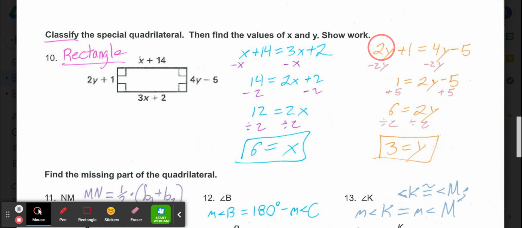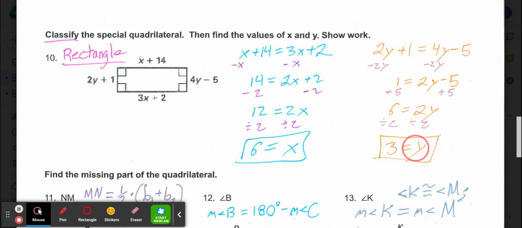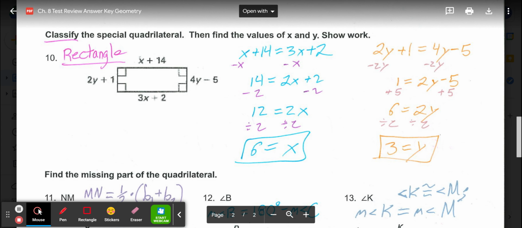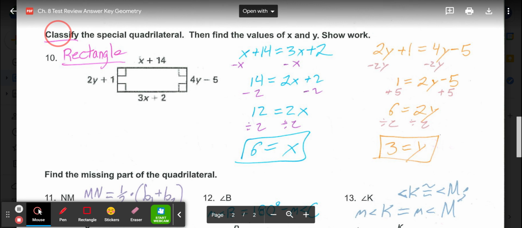12 equals 2x. Divide by 2, and 6 equals x. Then to figure out y, 2y plus 1 equals 4y minus 5. Get our y's to one side, so subtract 2y from each side of the equals. 1 equals 2y minus 5. Add the 5, so 6 would equal 2y. Divide by 2, and 3 equals y. So make sure on the test, if you see the word classify, that means you're naming the figure.